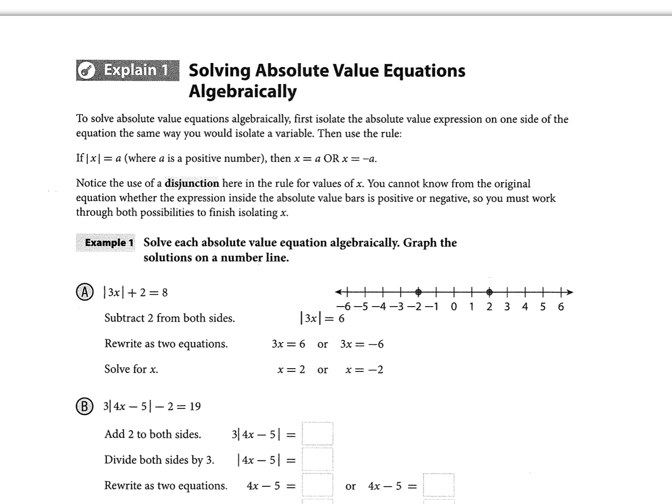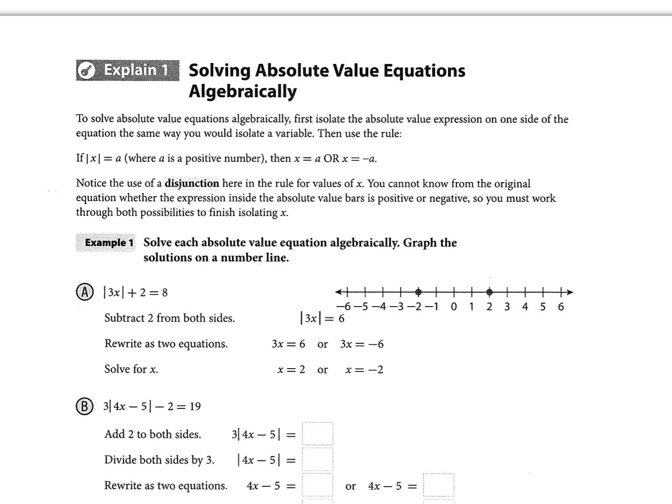Notice the use of a disjunction here in the rule for values of x. You cannot know from the original equation whether the expression inside the absolute value bars is positive or negative, so you must work through both possibilities to finish isolating x. Solve each absolute value equation algebraically. Graph the solution on a number line.